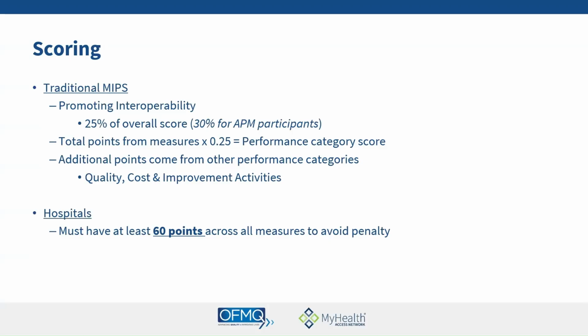For hospitals, you have to have at least 60 points across all measures to avoid penalty. So as I mentioned, MyHealth could, by connecting to them, you could get a minimum of 35 points. So you're already halfway to that total with the capabilities that MyHealth could provide you with there.